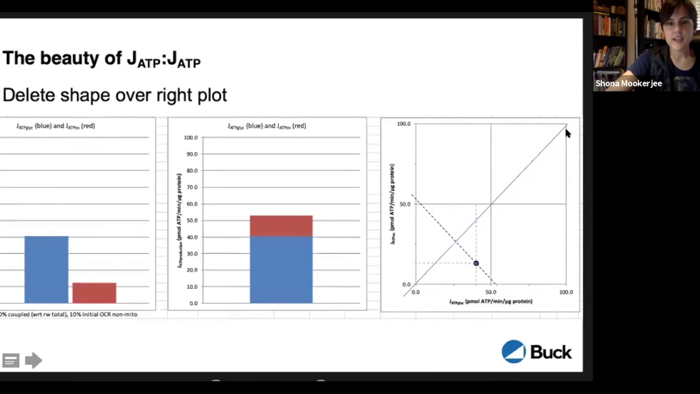So let's go ahead and take a look at this rightmost box, where we've done a similar operation as we looked at previously, where instead of summing these two plots in a column, we've plotted them into a dimensional space. We've got glycolytic ATP production on the x-axis and oxidative ATP production on the y-axis. What can we say about this now? What does this tell us?